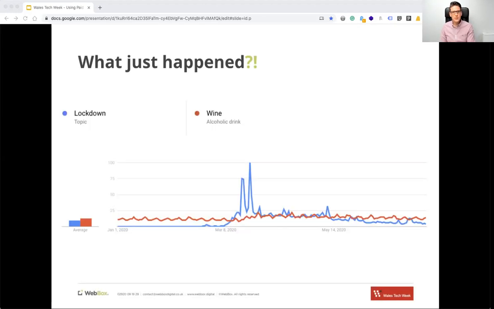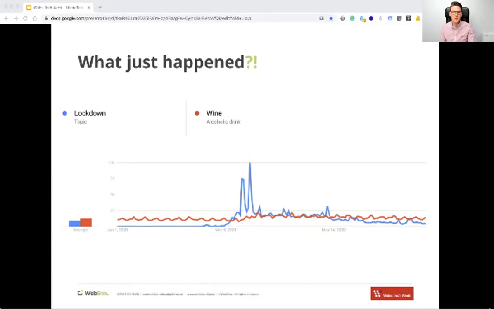So if I were to add into the mix searches around the topic of wine, okay, you can see that when lockdown came, there were some clear peaks in March all the way through to June, and still searches are higher than what we would consider normal to be.